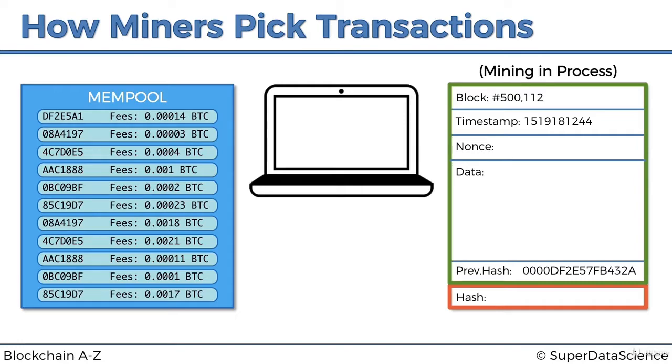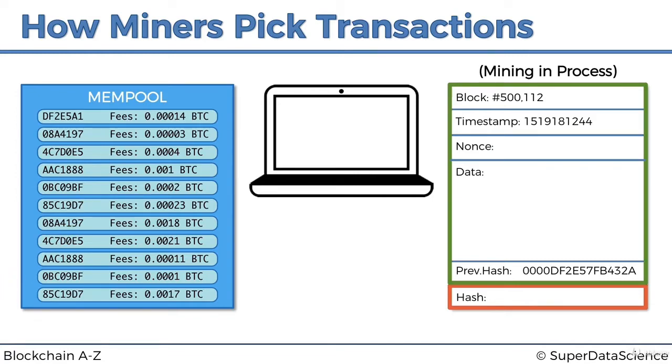Let's say, for argument's sake, that the miner has a maximum of 5 transactions that they can include. In the real blockchain world, there's a different limit. The limit is 1 megabyte, and about 2,000 transactions fit per block. But for our purposes, we'll just say that a miner can include a maximum of 5 transactions here.